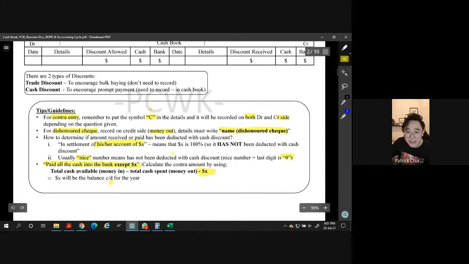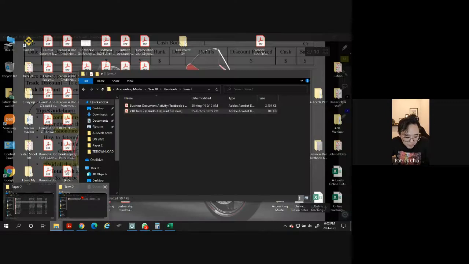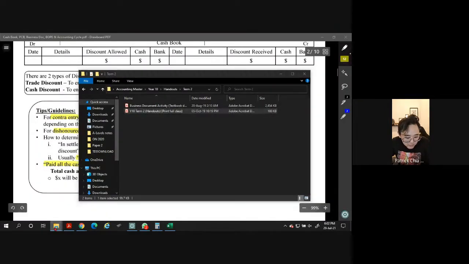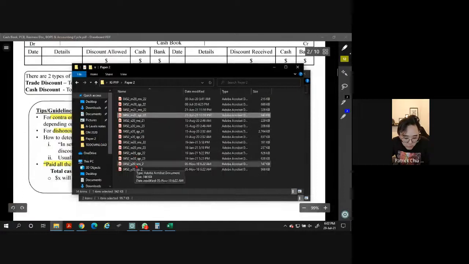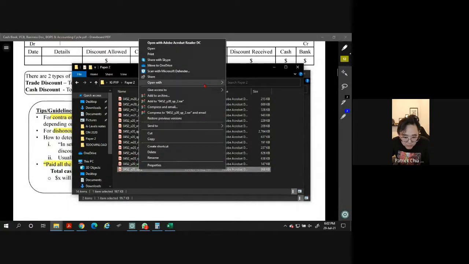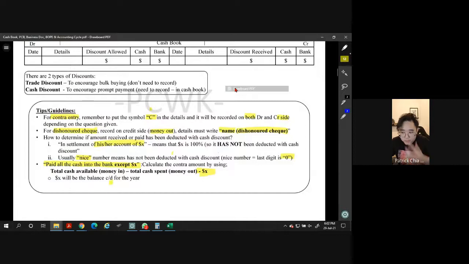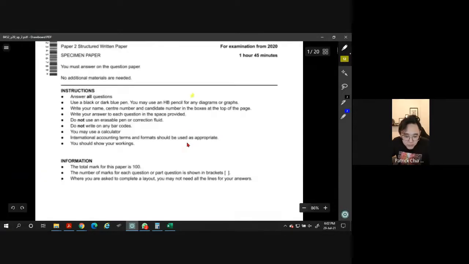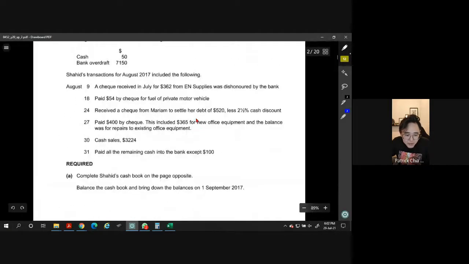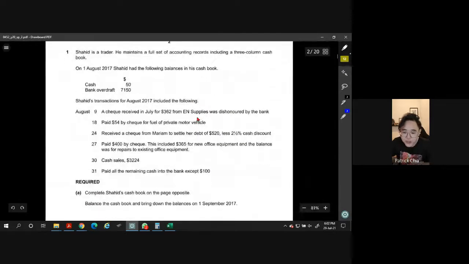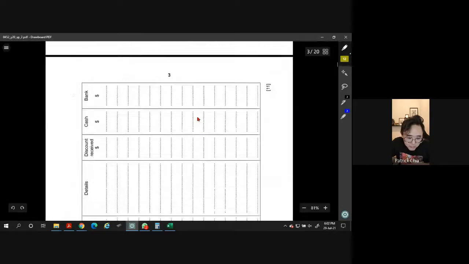I think for a question like this, the best is to do questions from the specimen paper. I opened up the specimen paper earlier, so let's do one to show you. Okay, this is the specimen paper. Yes, they have a cash book question here.